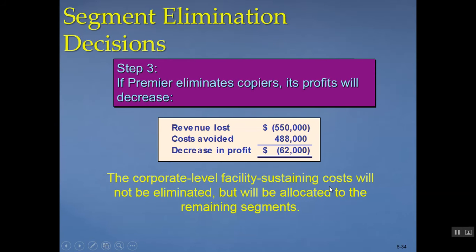And then finally, we compare the 2. So the revenue loss is $550,000. The cost avoided is only $488,000. Therefore, if we eliminate this segment, we're actually going to have a decrease in profit of an additional $62,000. The main reason for this is because the corporate level facility costs do not go away. They're simply being allocated to the other 2 business lines if we eliminate the copiers.